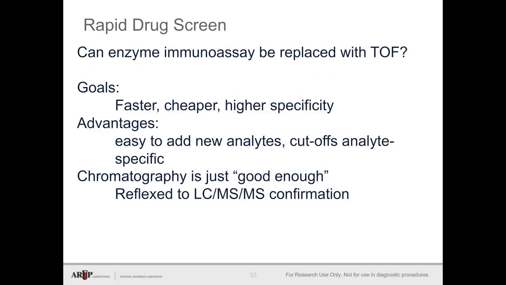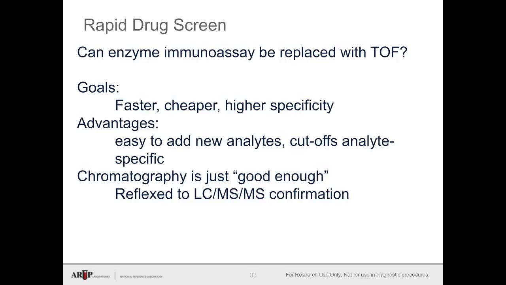So I have a confession. I am the world's most impatient chromatographer. A little over a year ago, I was talking with one of our medical directors, Dr. Fred Strathman, about other ways in which we could use the TOF in the laboratory.